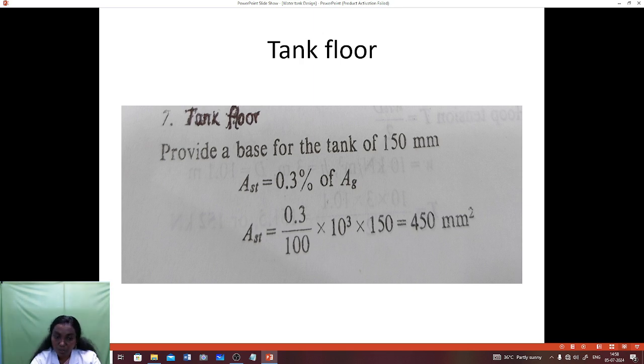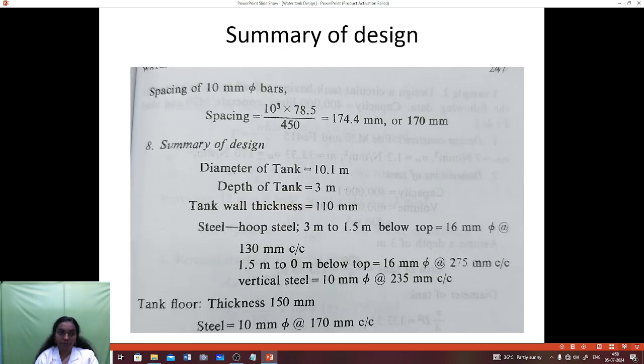We substitute all the known values and we get the answer of 450 mm square. Whenever you find the area of reinforcement, the next step is spacing. Then the spacing of 10 mm diameter bars, we provide 10 mm. So spacing is equal to small ast divided by capital AST.